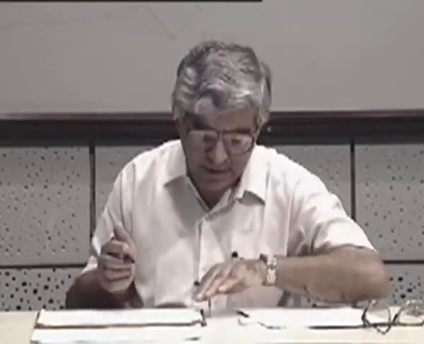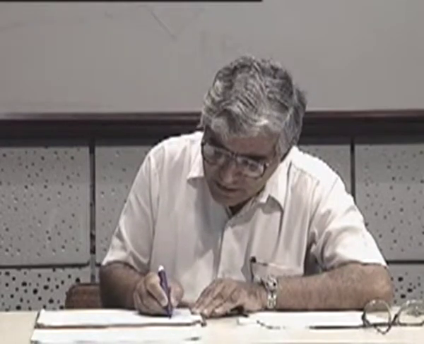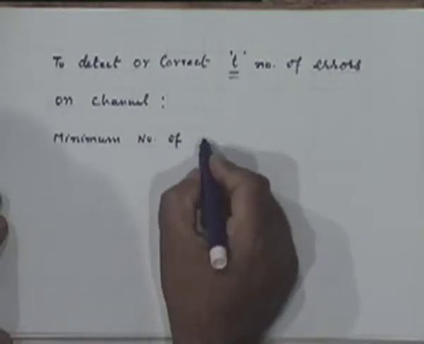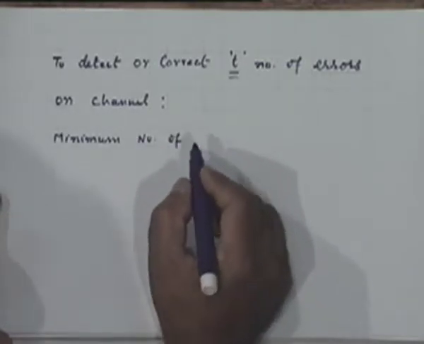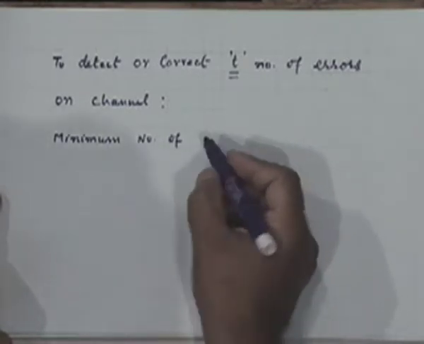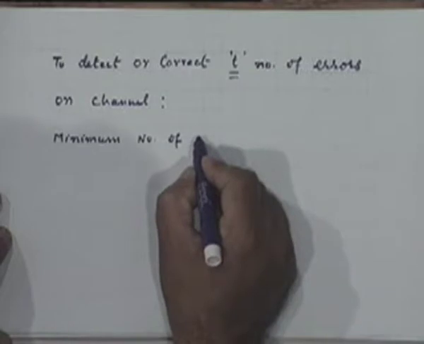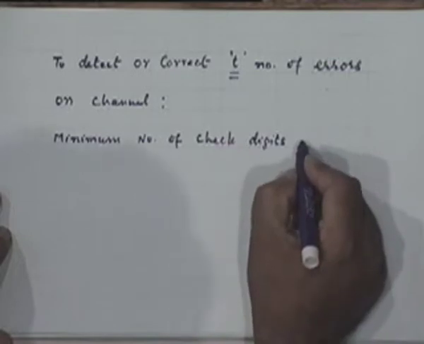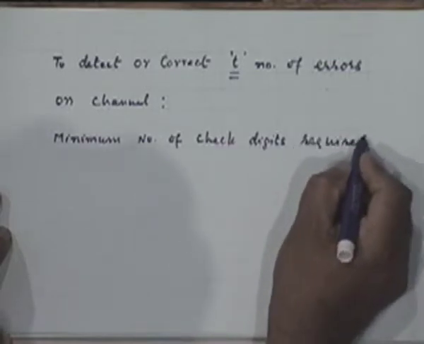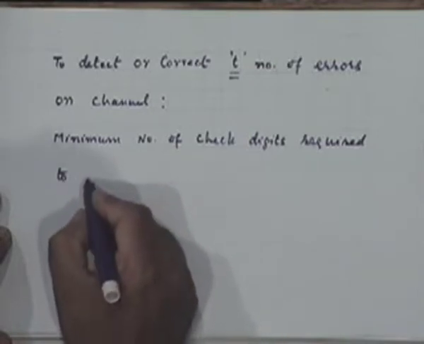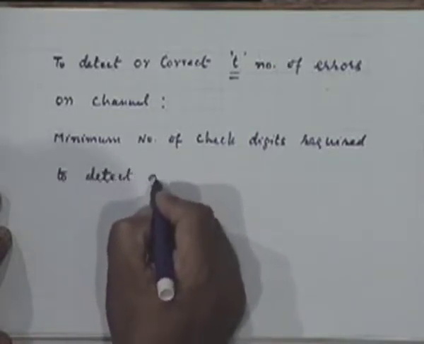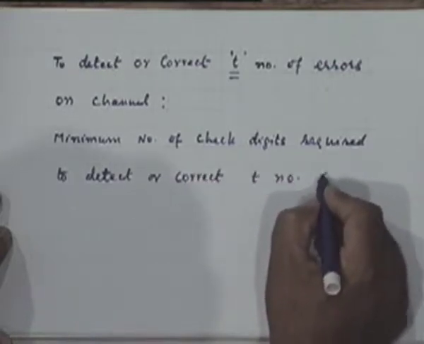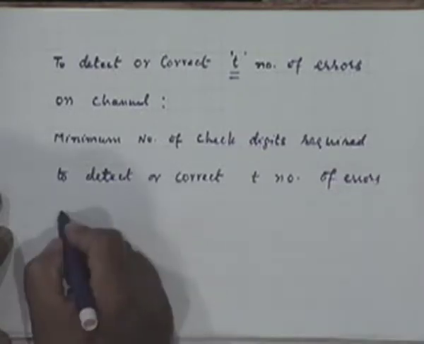To answer this question, let us first pose a more limited question. In fact, this is a question I am rephrasing here: the minimum number of check digits required to detect or correct T number of errors in an (N, K) code.